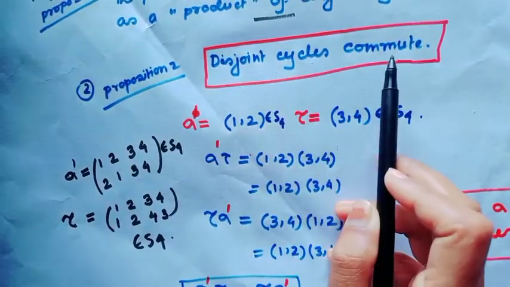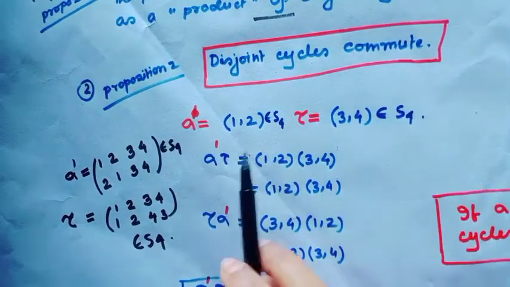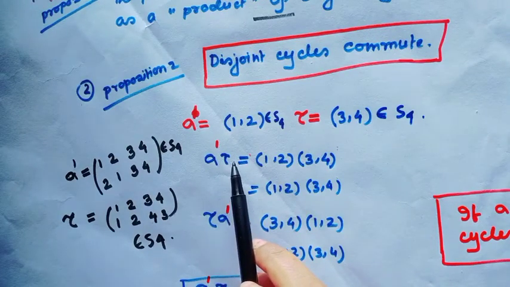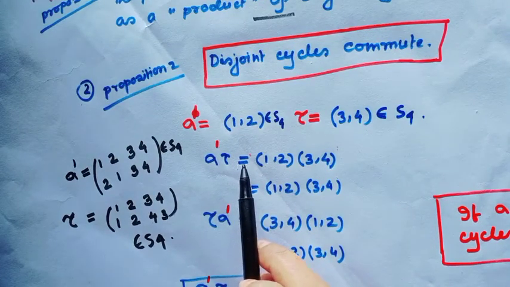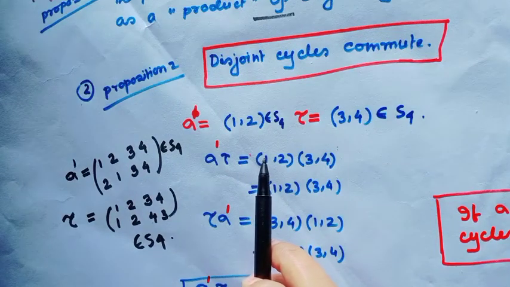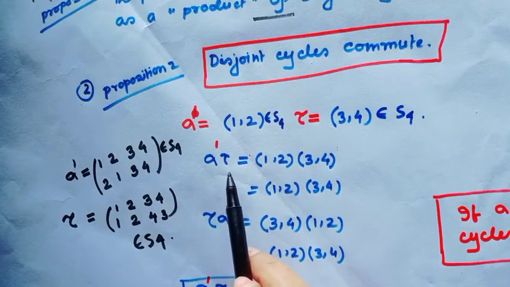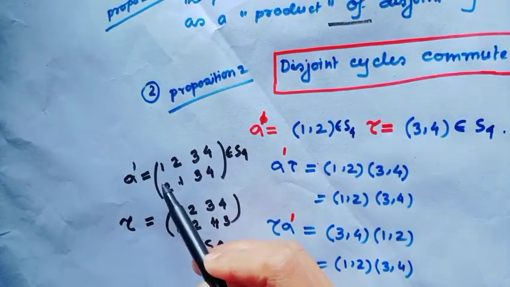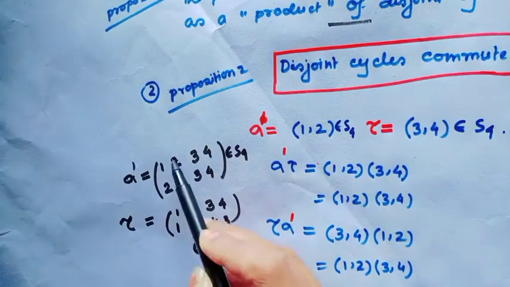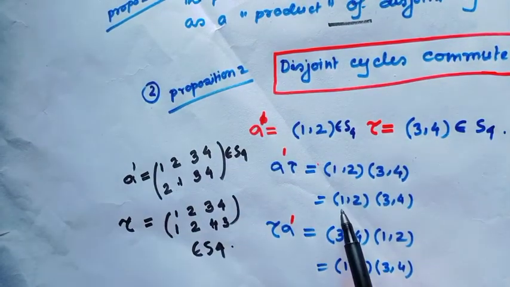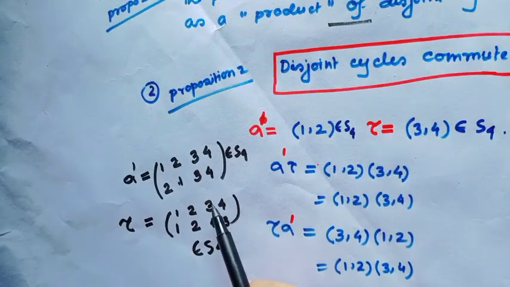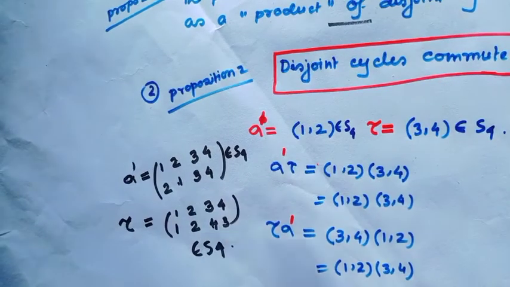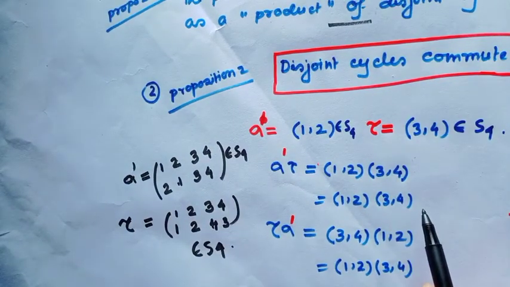Here is the proposition: disjoint cycles commute. That means multiply sigma dash with tau. And remember, how do we multiply? We start from the right side. In tau, 1 goes to 1 and here 1 goes to 2. 2 goes to 2, here 2 goes to 1. That means this is (1 2). Here 3 goes to 4, here 4 goes to 4. 4 goes to 3 and 3 goes to 3, and this is (3 4).